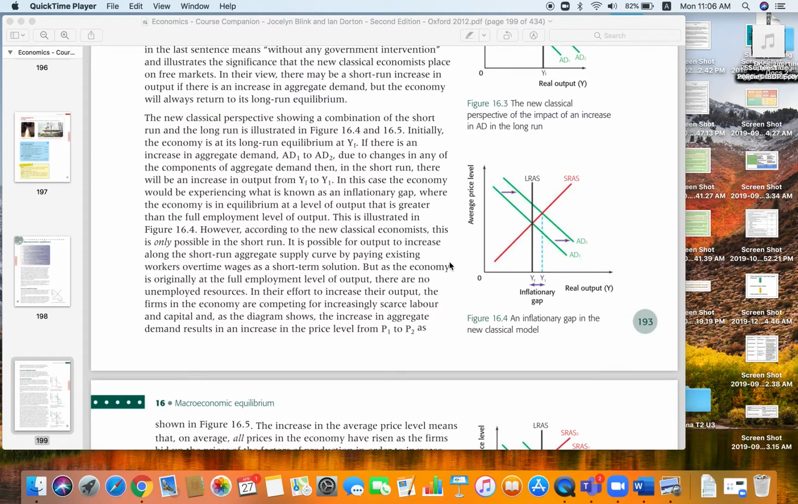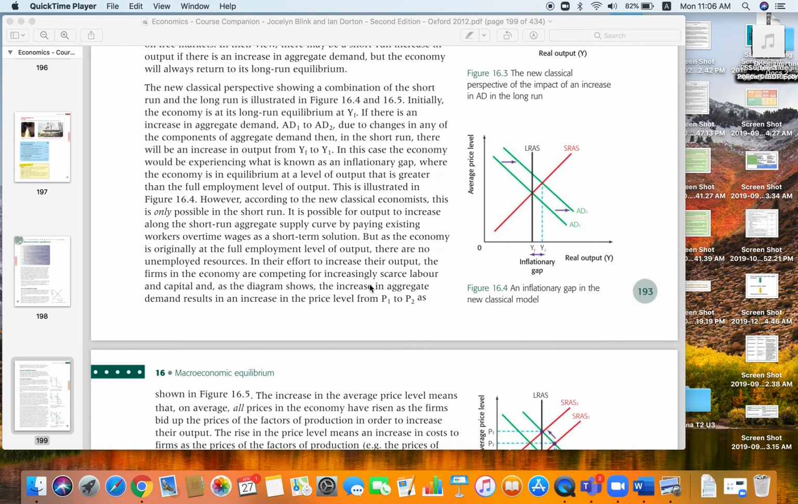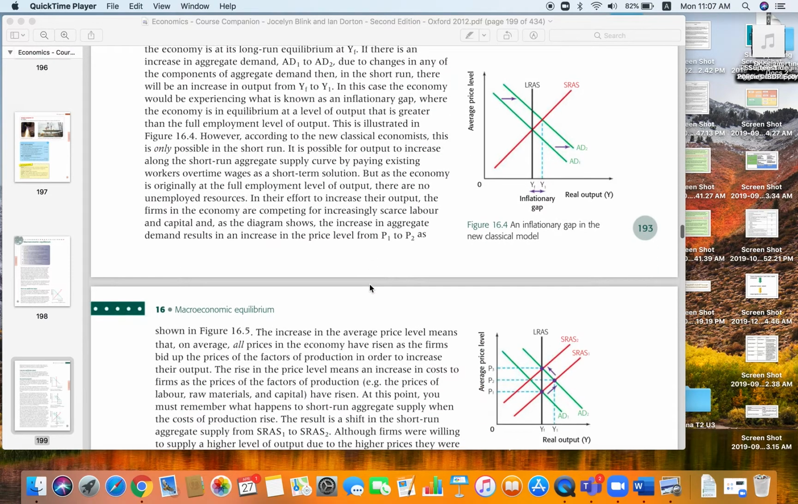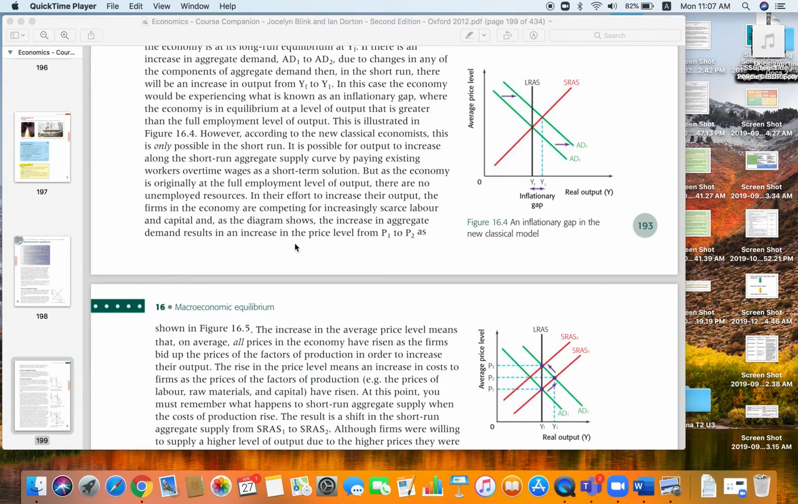All right. So the inflationary gap is then created. So you're producing a higher level than full employment level of output. However, in the new classical economist model, this only lasts in the short run. It's possible for output to increase in the short run by paying the overtime and wages and things like that. But the economy is originally at the full employment level of output, so there's no unemployed resources, all right? And that's why eventually you're going to have a scarcity of labor. You're not going to be able to produce at that level for very long.